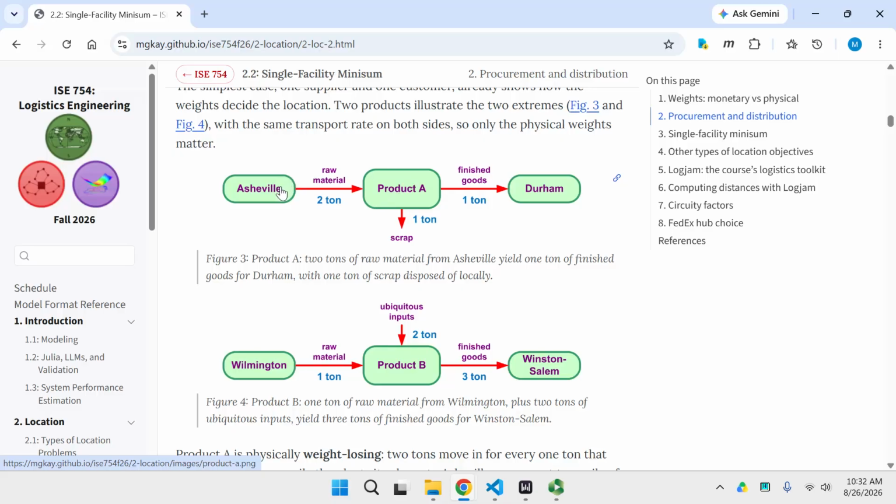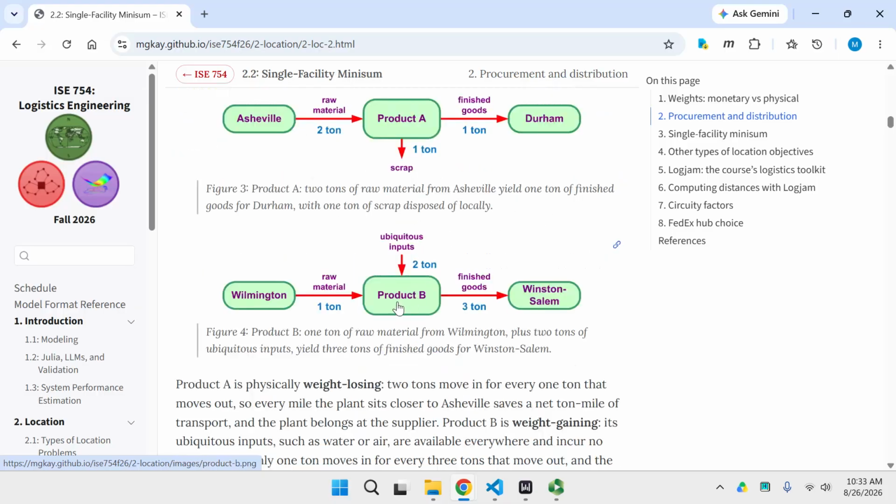In the case of product A, Asheville is the supplier of the raw material. Customer is in Durham. We're going to produce product A. In this case, we produce 2 tons in, 1 out, so we have 1 ton of scrap. Product B is the opposite.